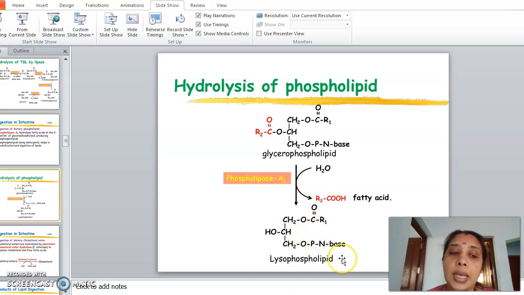So the resulting product is lysophospholipid. Phospholipase A2 converts the phospholipids to lysophospholipid. For example, if the phospholipid is lecithin, what does the lecithinase enzyme or phospholipase A2 do? It converts lecithin to lysolecithin. Lysolecithin means the phospholipid with the fatty acid removed from the second carbon atom. The general name is lysophospholipids, but lecithin is converted to lysolecithin by the enzyme phospholipase A2.